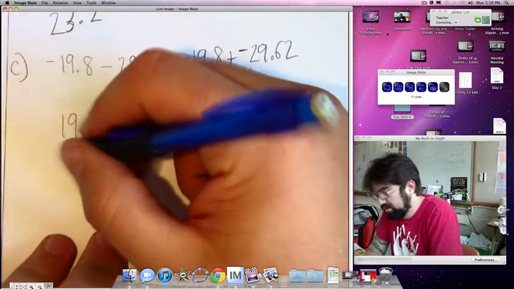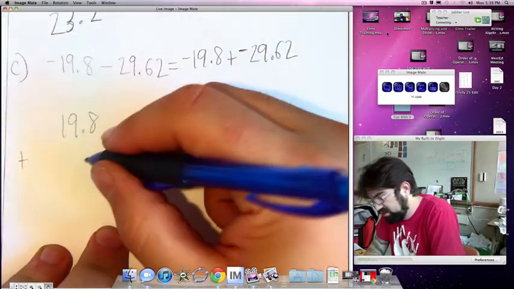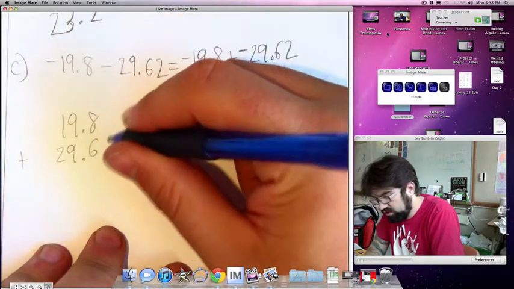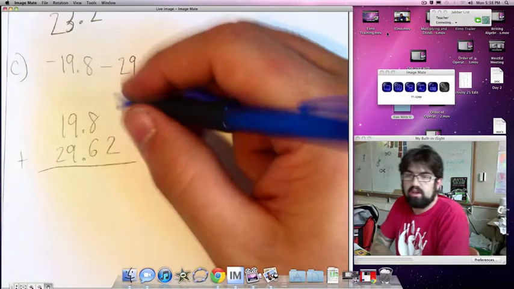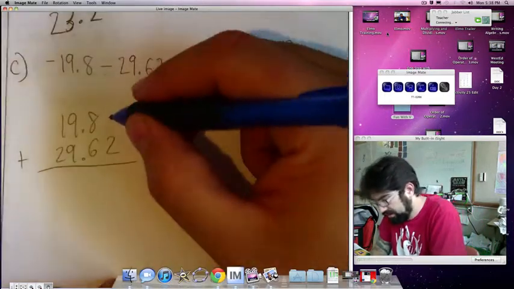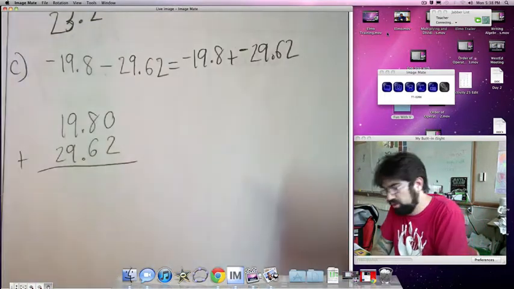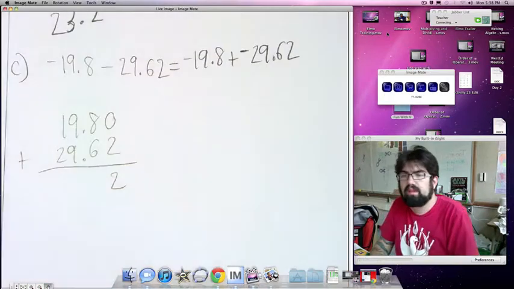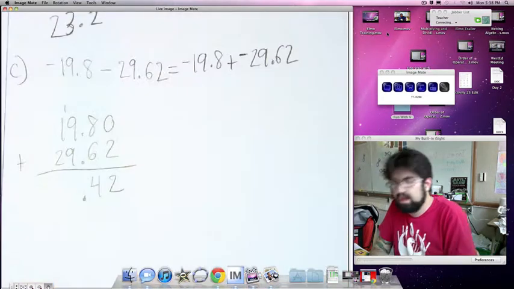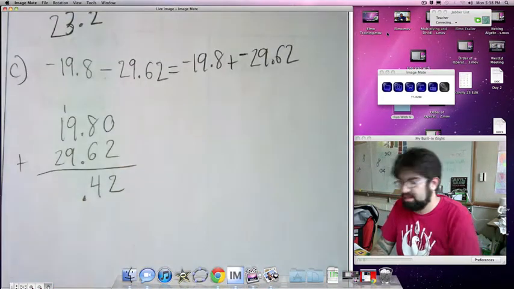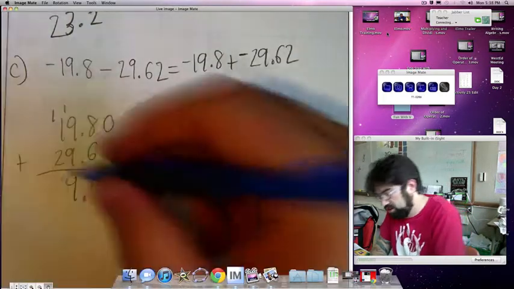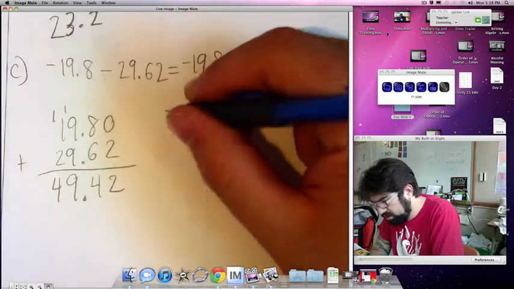So here we go. 19.8. I'm adding because it's growing. Plus, well, here's my decimal. 29.62. There's no number right there. Again, when no number goes with no number, put a 0 right there. 0 plus 2 is 2. 8 plus 6 is 14. Carry the 1. Bring down the decimal. 1 plus 9 is 10. 10 plus 9 is 19. 1 plus 1 is 2. Plus 2 is 4.